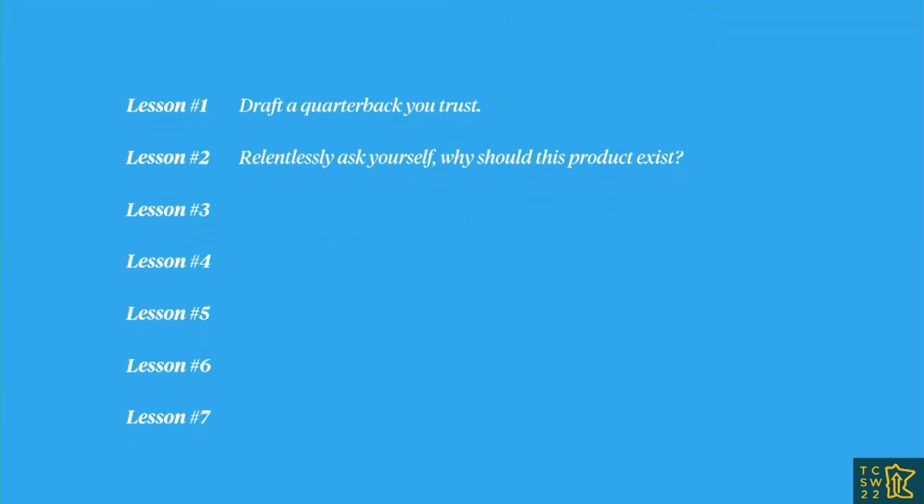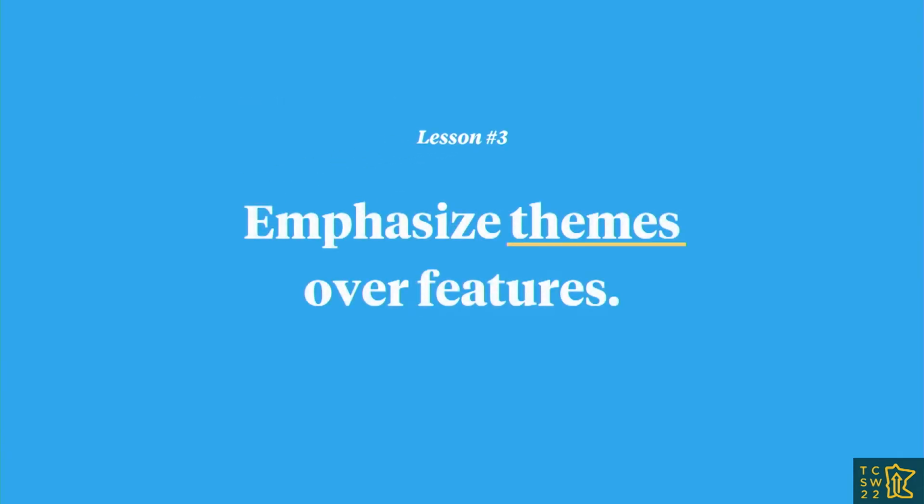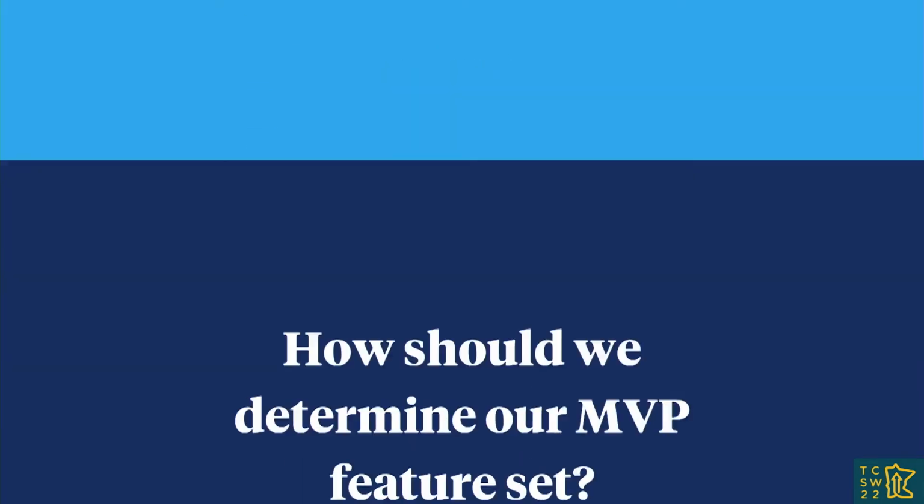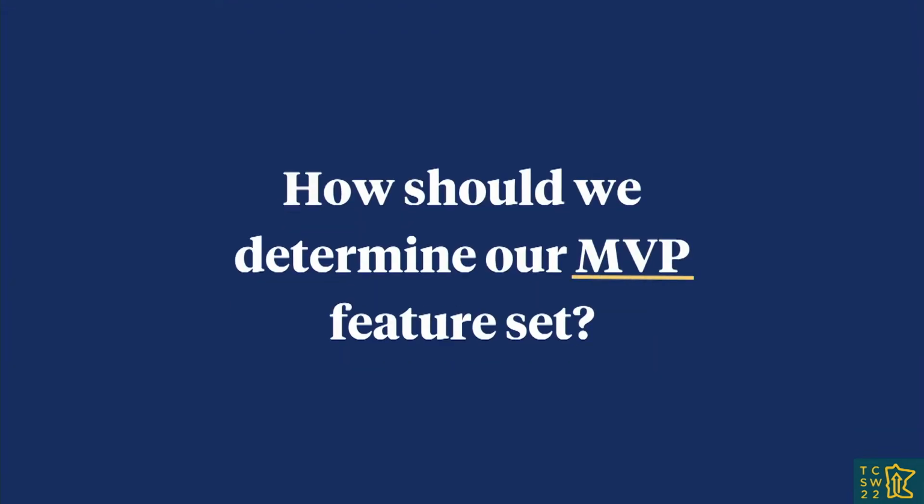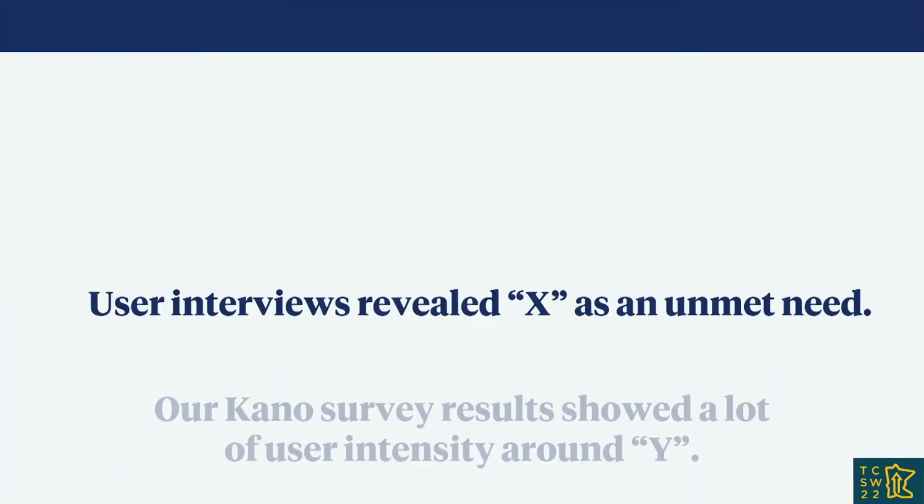Okay, that's lesson number 2. Lesson number 3. And this really fits hand in hand with the previous North Star topic, but emphasizing themes over features. So when you're going to build a new mobile app, at some point, you're going to have to sit down in a meeting, or maybe many, many meetings, and decide what our MVP feature set should be.